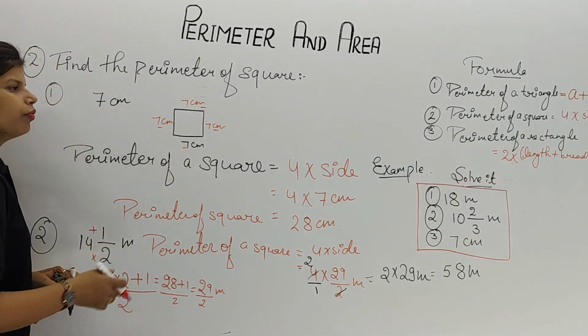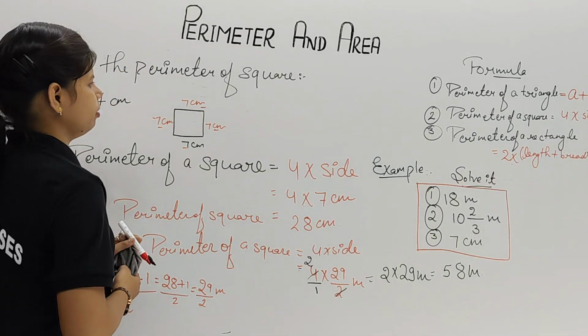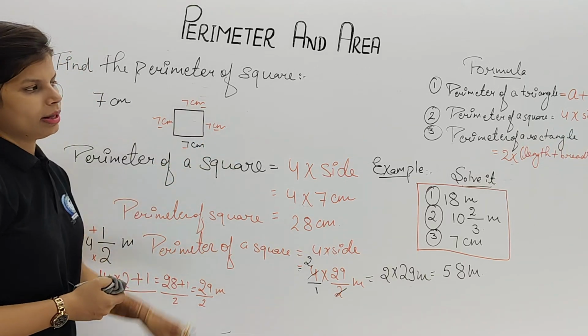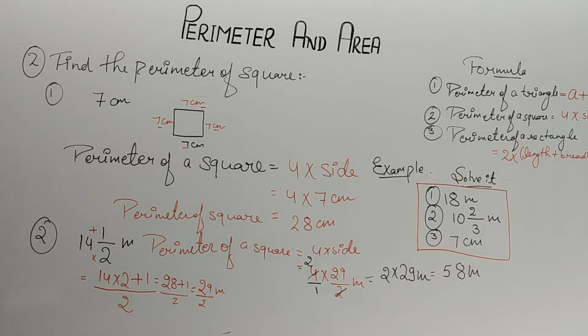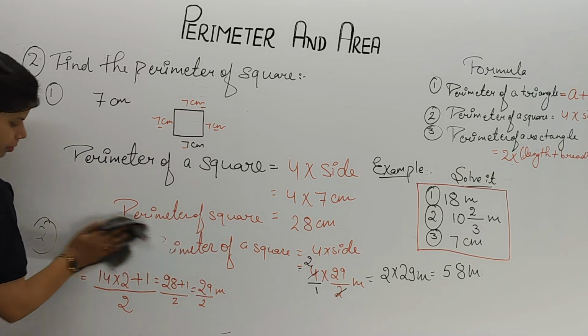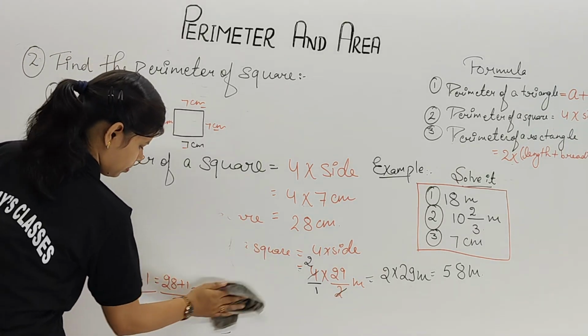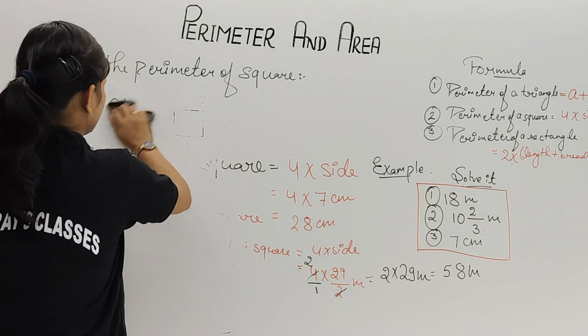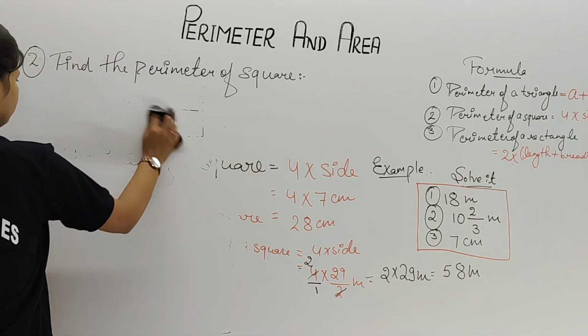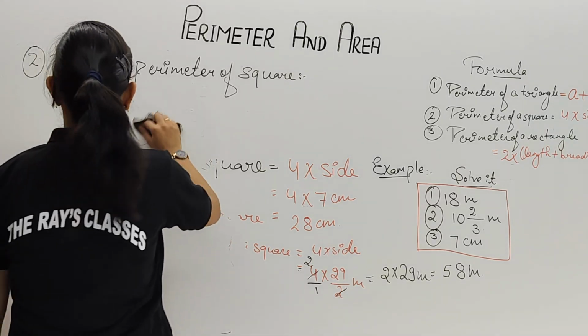Clear? So we are moving towards the last topic of ours, and that will be to find the perimeter of rectangle. Let's have the discussions. Please take a note of this one. Okay. So third topic of ours is what? Perimeter of rectangle.